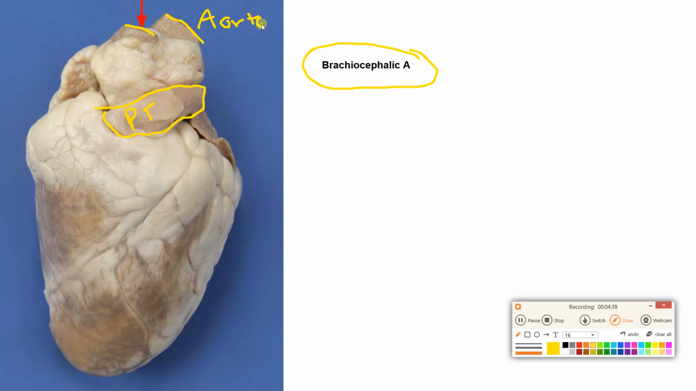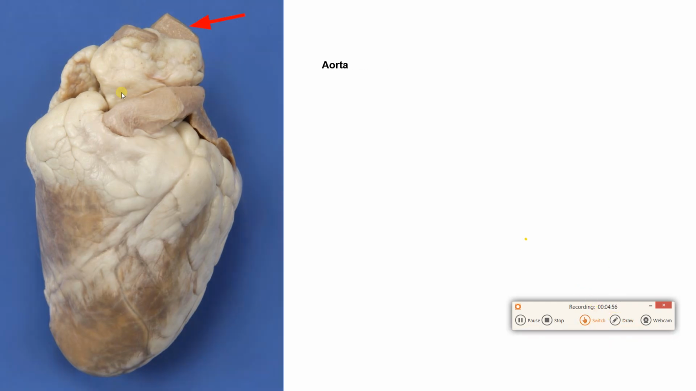And these guys have both been cut. Sometimes the aorta has been cut lower, like there, then you don't see the brachiocephalic. So it does kind of depend on the sheep heart that you got. All right. So there's that aorta.